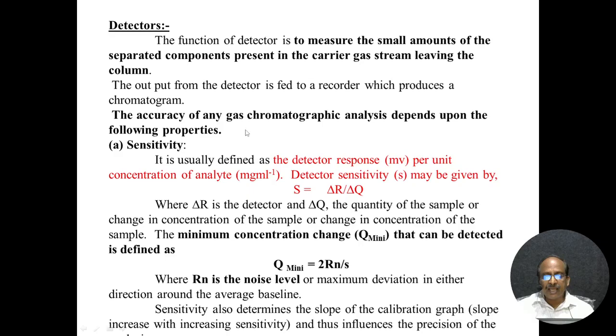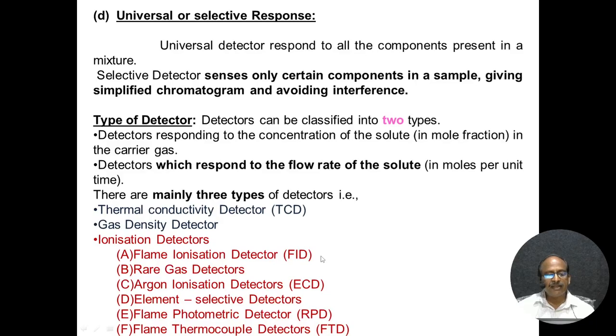The accuracy of any gas chromatographic analysis depends upon a property called sensitivity. Q min is equal to Rn by S, where Rn is the noise level. With the noise level we can determine linearity and stability, and we have to use universal selective detectors. There are two types of detectors.